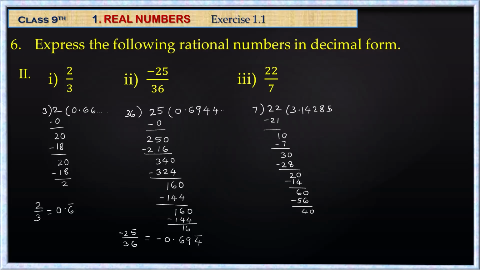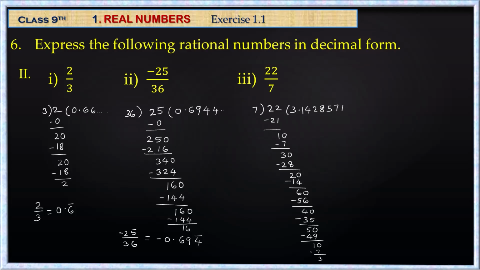7 fives are 35 and the remainder is 5. Again put 0, it becomes 50. 7 sevens are 49. The remainder is 1. Put 0, it becomes 10. 7 ones are 7. We are getting the remainder 3.